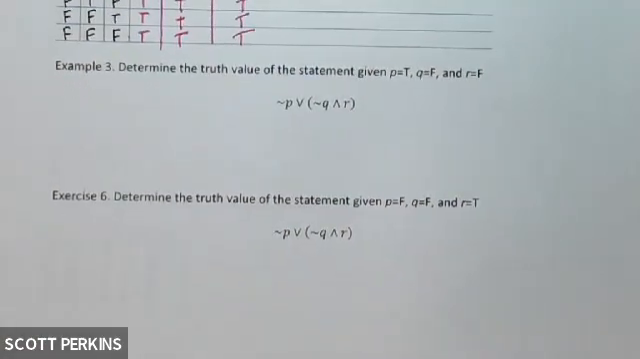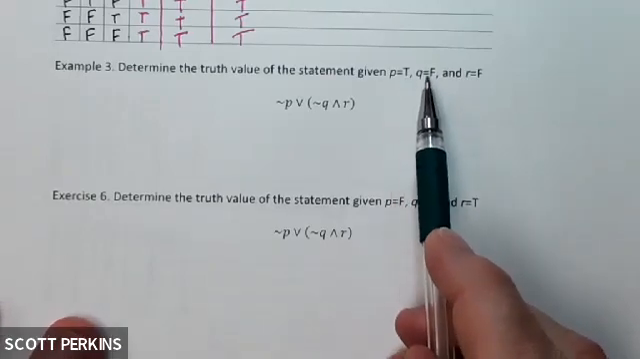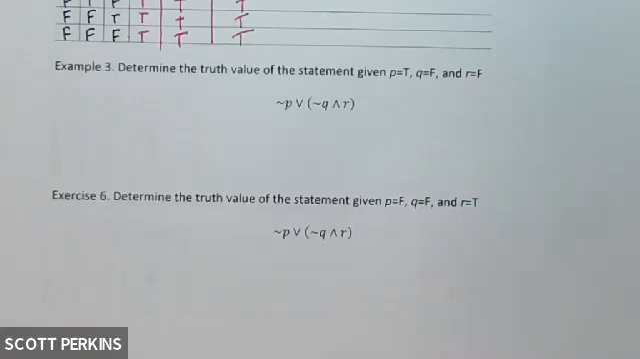Okay, so the other thing you might be asked to do instead of a truth table is you might be given a specific set of conditions and asked what the value is. Now you could do a truth table and look for the row where P is true and Q is false and R is false, but that's a lot more work than you need to do. Here, we're going to treat it like an arithmetic problem and just do a substitution. So I'm going to do this first one, example 3.